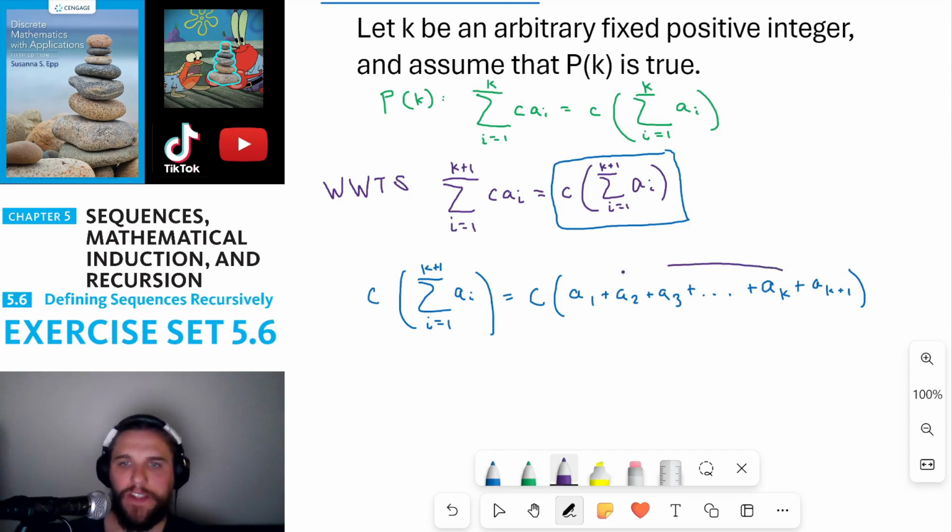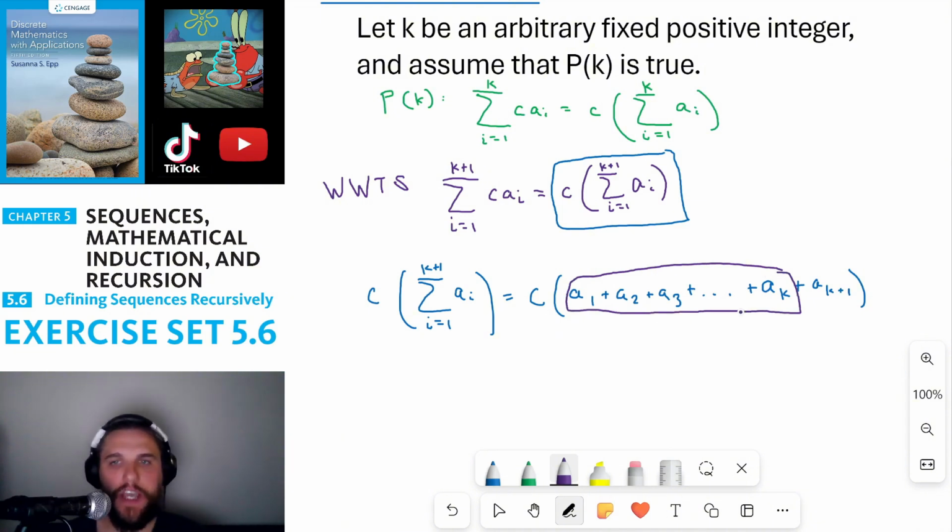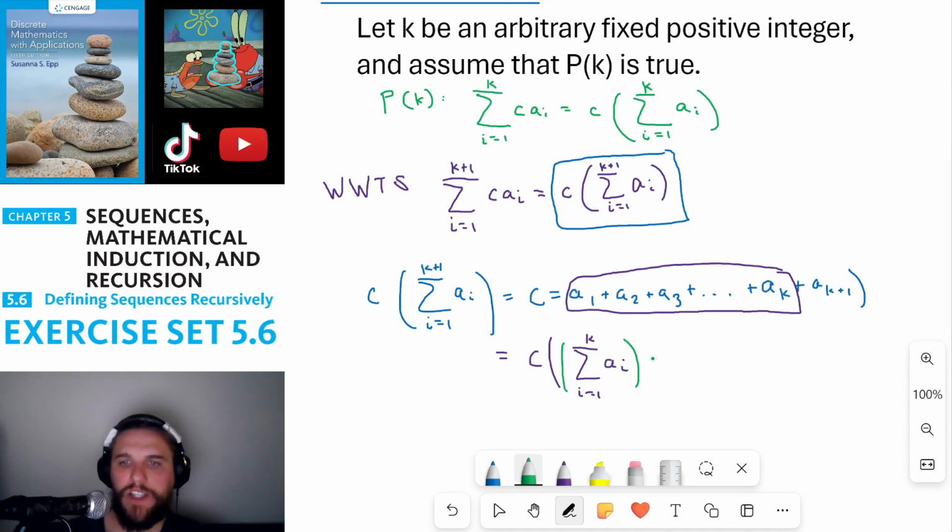Now the way we pull out this last term is we regroup together the first k terms into a new summation with a different index. So the way we pull out the k plus 1th term is we regroup the first k terms together into a new summation. So this will be c times the summation from i equals 1 to k of a sub i. But then totally separate from that, we have plus a sub k plus 1. That's the last term of that series. We've essentially pulled it out of the summation.